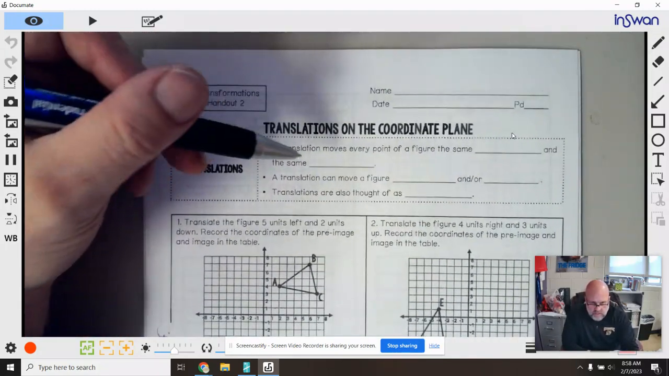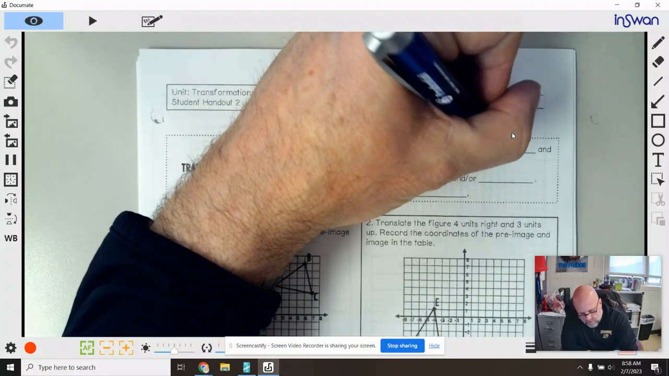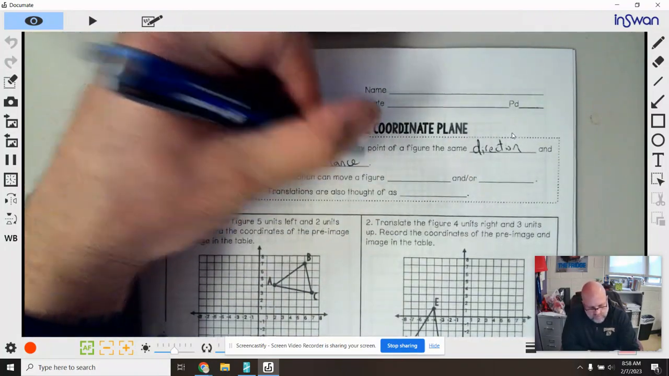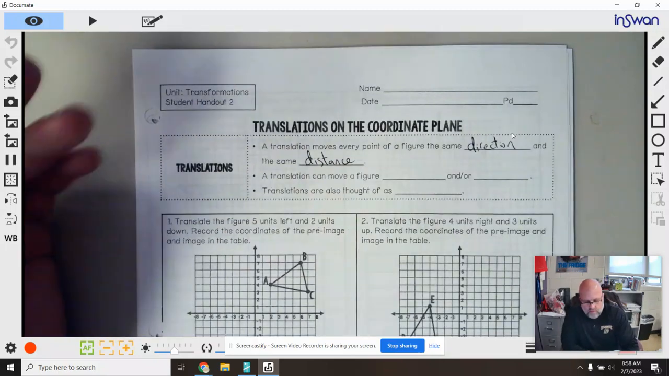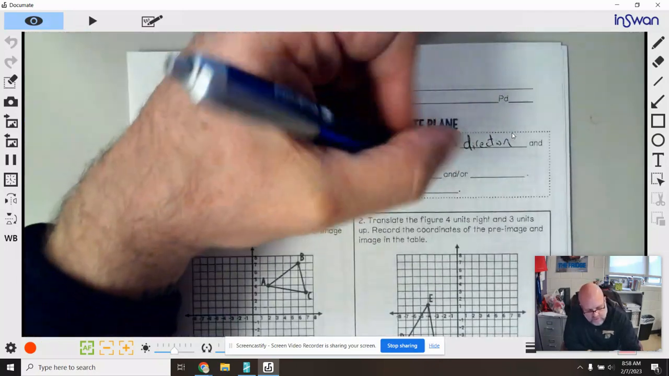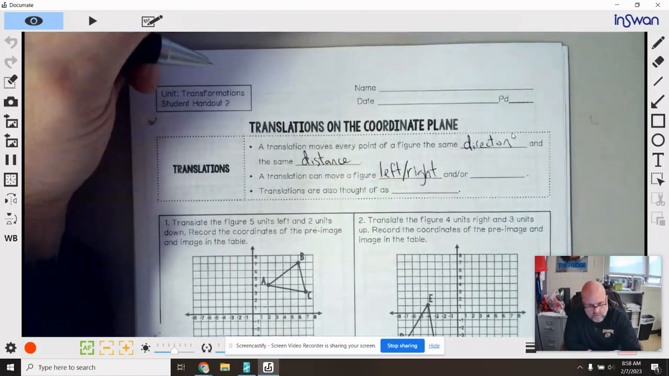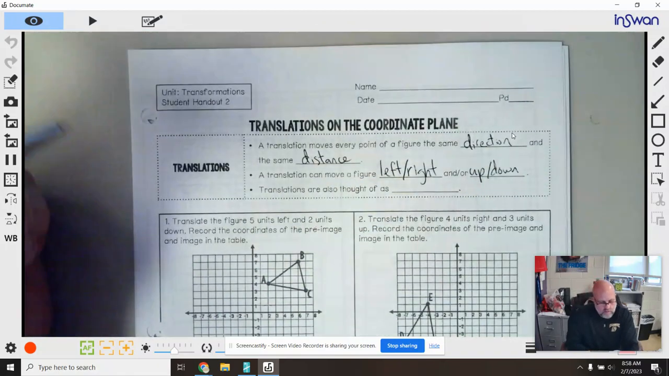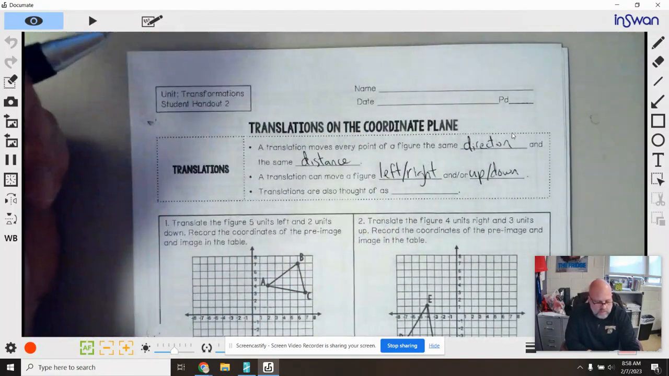A translation moves every point of a figure the same direction and the same distance. So every point on a figure is going to be moved in the same direction, and the same number of spots that you move it over will be consistent. A translation can move a figure left or right, but it can also move it up or down, or it could be a combination of the two. It could be left and up, or left and down, or right and up, or right and down.